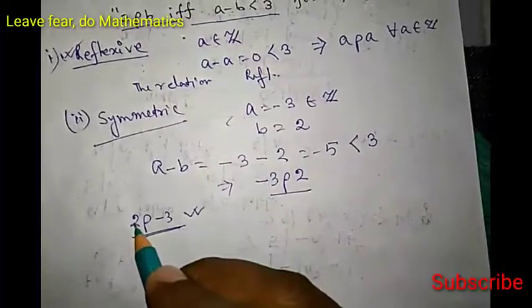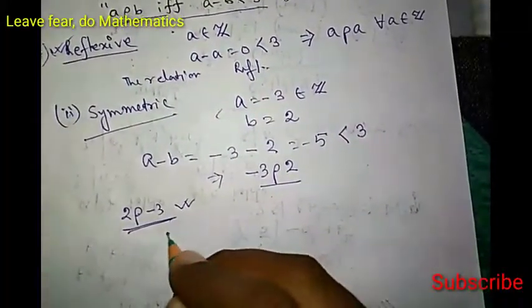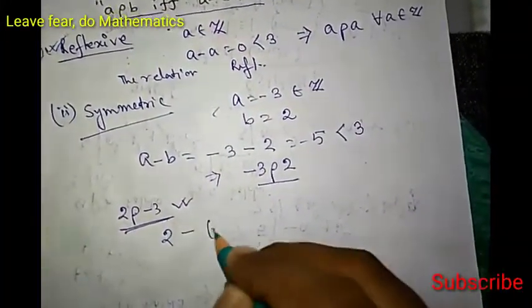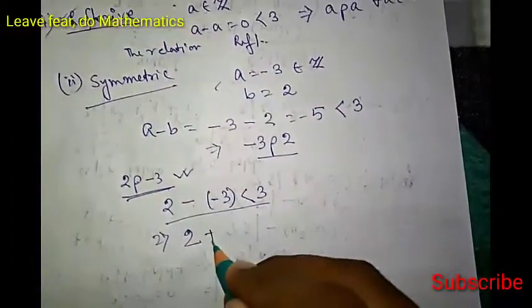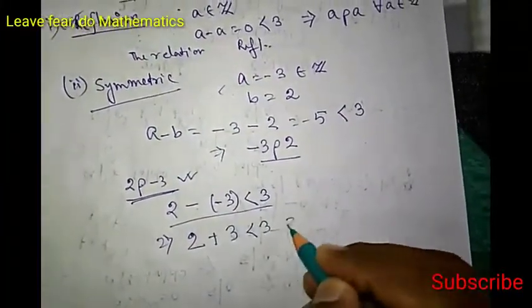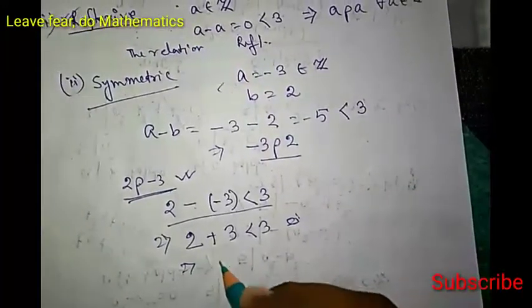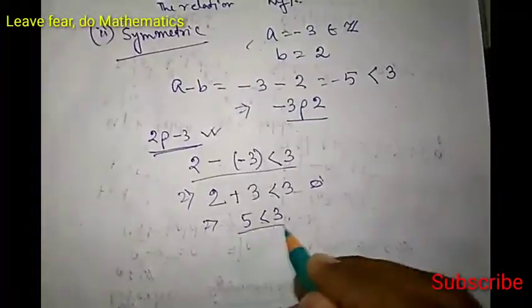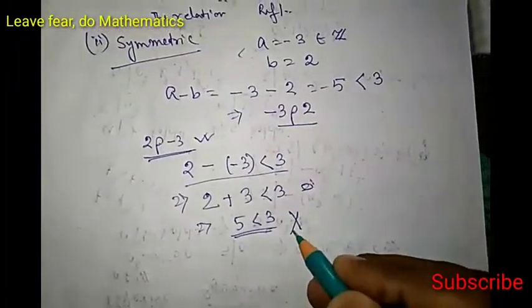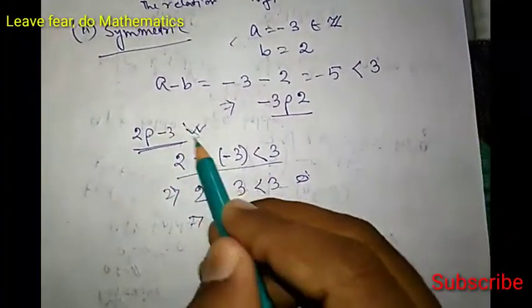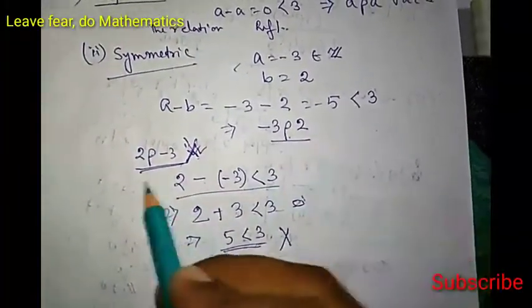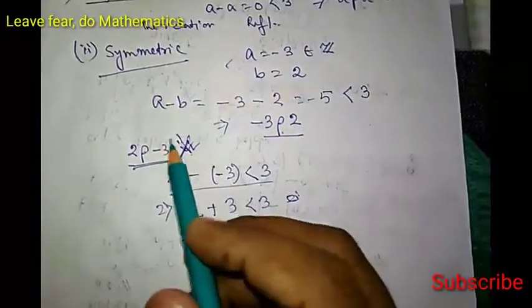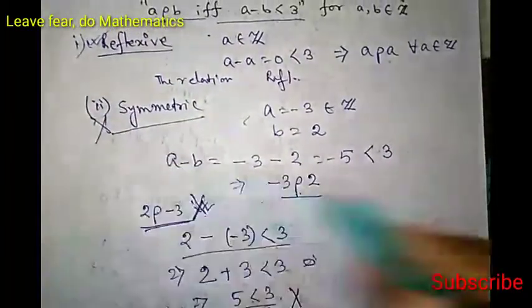Now 2 will be related to minus 3 if 2 minus minus 3 is less than 3. Is this true? Now 2 plus 3, that is 5, less than 3. So this is impossible. 5 cannot be less than 3. So 2 rho minus 3 does not hold. So minus 3 rho 2 holds, but 2 rho minus 3 does not hold. Hence it is not symmetric. So the relation is not symmetric.